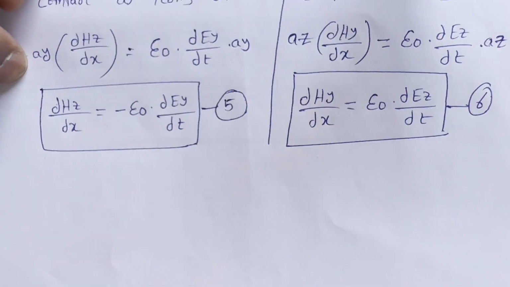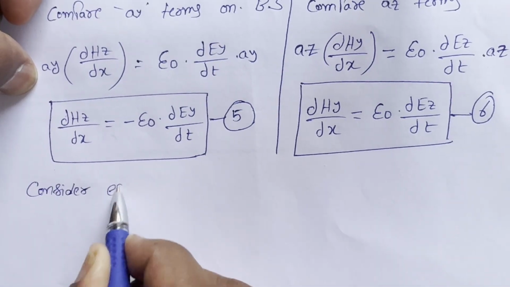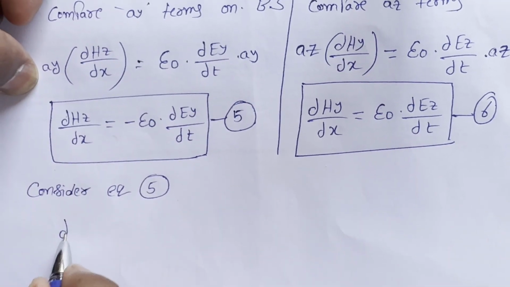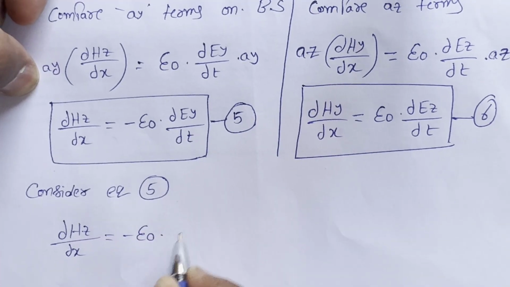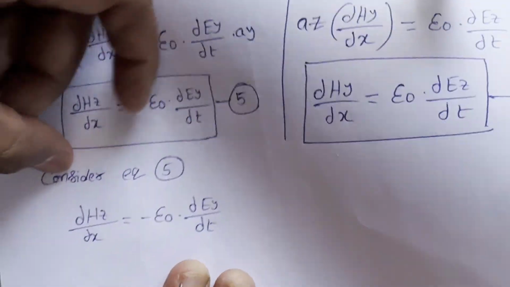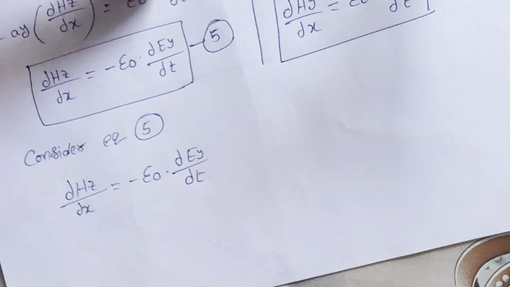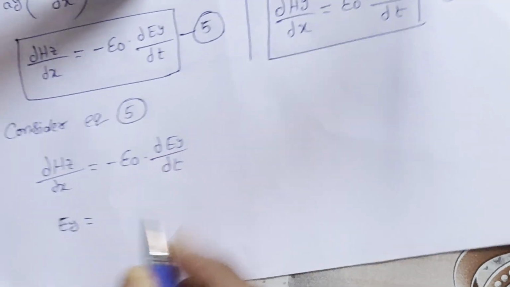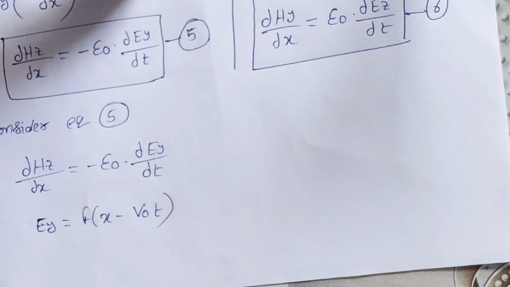Now consider equation 5. This is the fifth equation: ∂Hz/∂x = -ε₀ ∂Ey/∂t. Here, from uniform plane waves, we have Ey = f(x - v₀t).